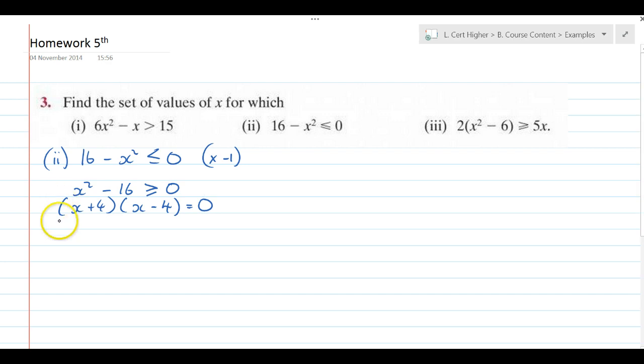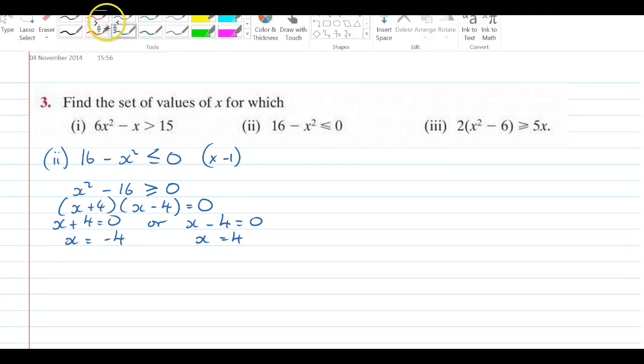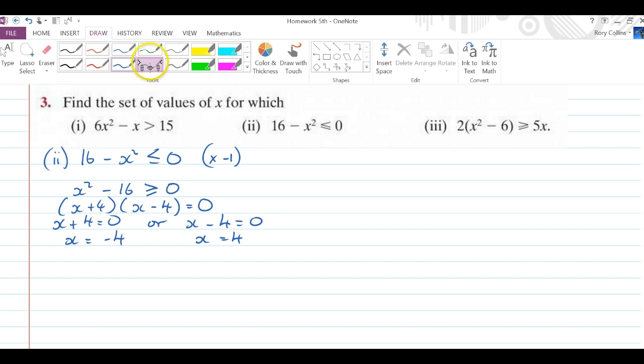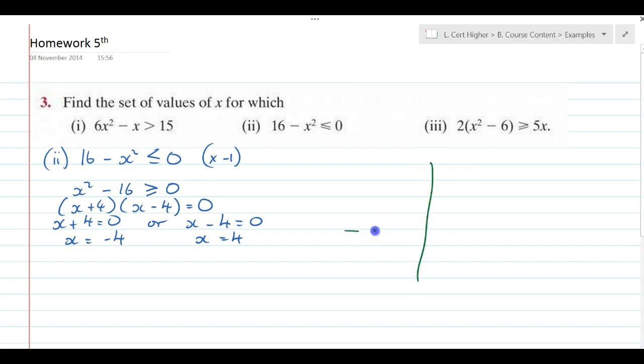Okay, so let's now solve. X plus 4 equals 0, so x equals minus 4, or x minus 4 equals 0, therefore x equals 4. We now have our two solutions. Let us plot a rough sketch of this graph. So we have our xy axis again. 1, 2, 3, 4, 5, 6 on the positive x, minus 1, minus 2, minus 3, minus 4, minus 5 on the negative x.